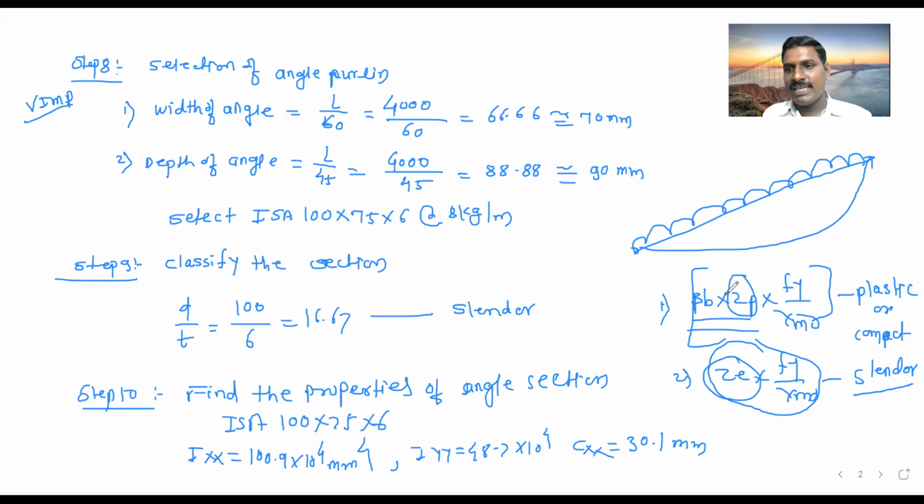Plastic section modulus and elastic section modulus: when we have a compact or plastic section, the value of ZP is needed. Now we did not use this formula because the section classification is slender. So if the slender classification is there, then we have to use ZE. So we have used this formula. Got it?